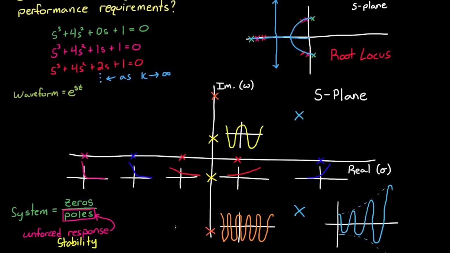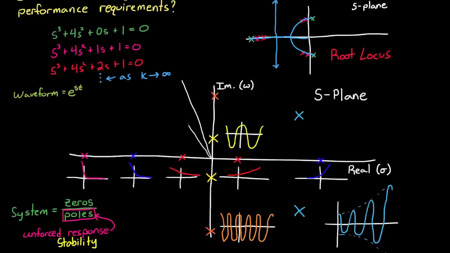transfer function. So knowing the location of the poles in the S-plane not only helps you determine stability of the system, but also whether the response will be oscillatory and at what frequency, or exponential, and at what rate.